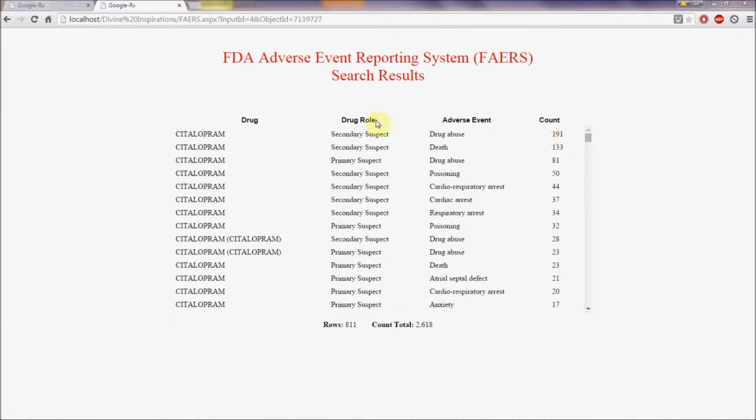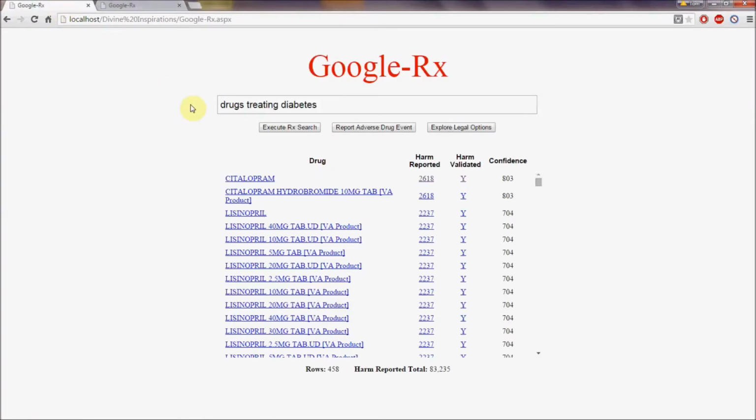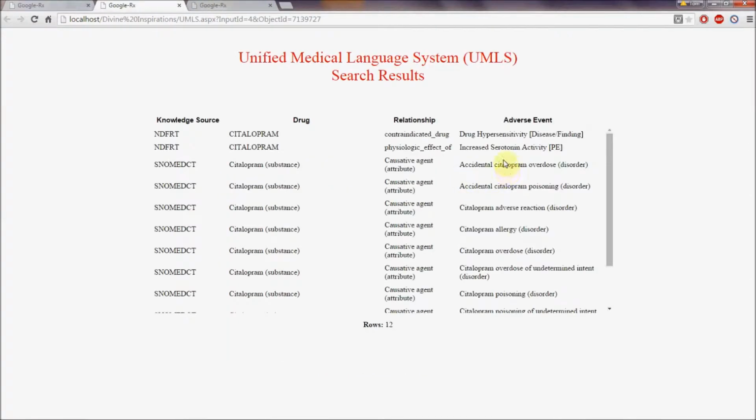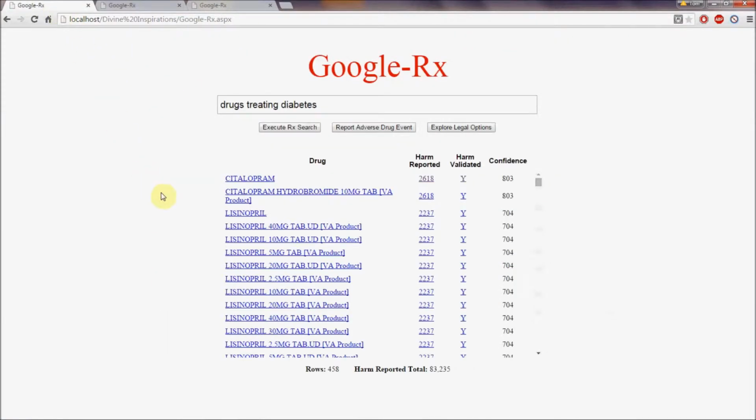Let's go back to the previous GoogleRx page. And let's now click on the Y in the harm validated column. And this tells us the number of adverse events the medical community is aware of with regard to citalopram. Factoring in the number of reported side effects and side effects known by the medical community can be an important consideration for a healthcare payer when recommending drug alternatives.